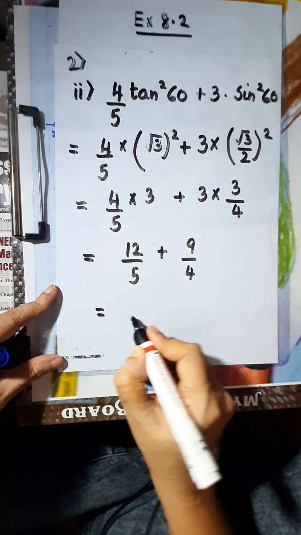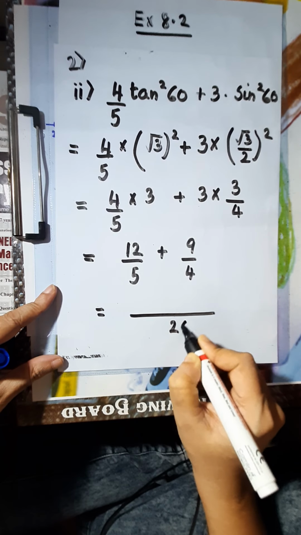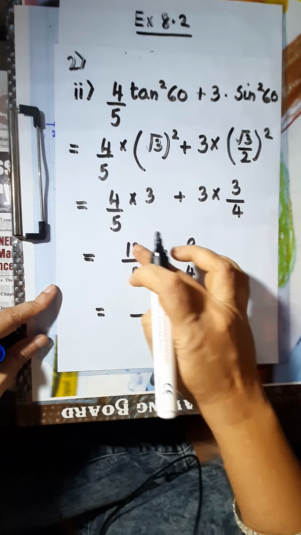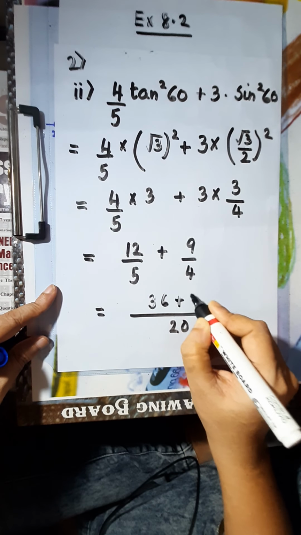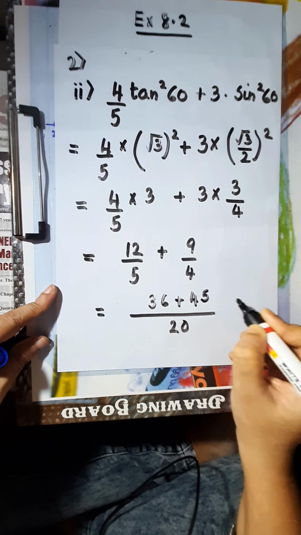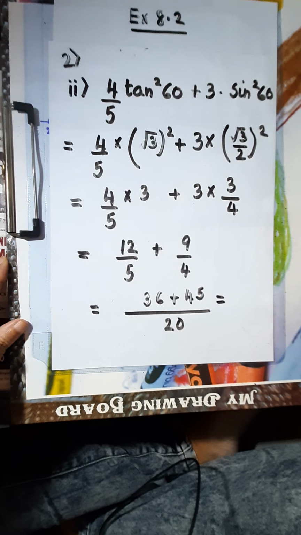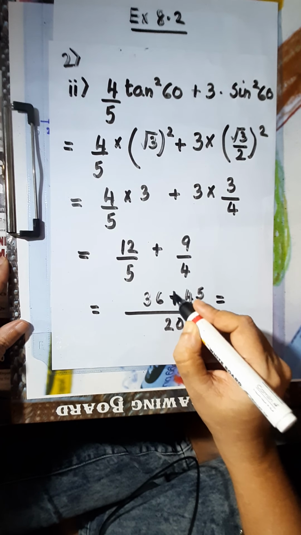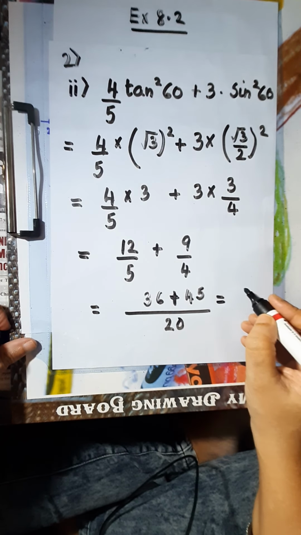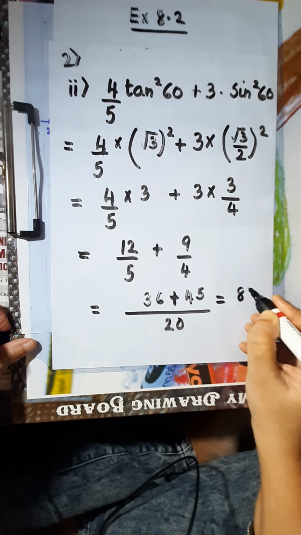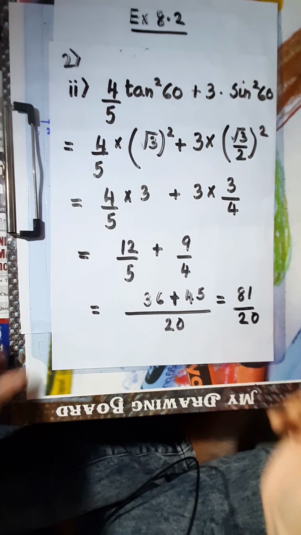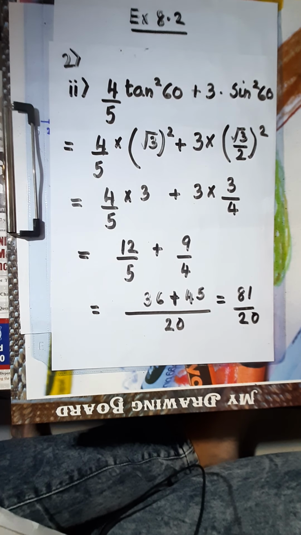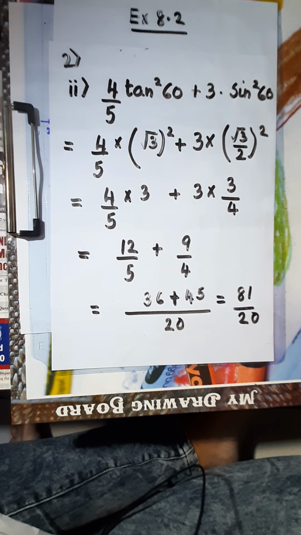5 fours are 20, 12 fours are 36, 5 nines are 45. What is 36 plus 45? 36 plus 45, 81 upon 20. Is that clear? The answer is 81 upon 20.